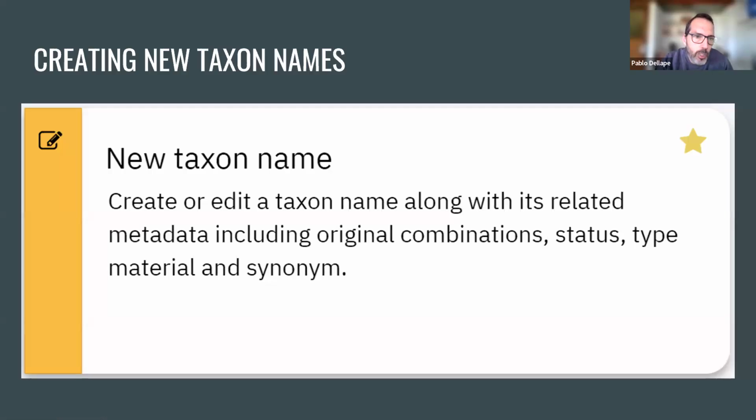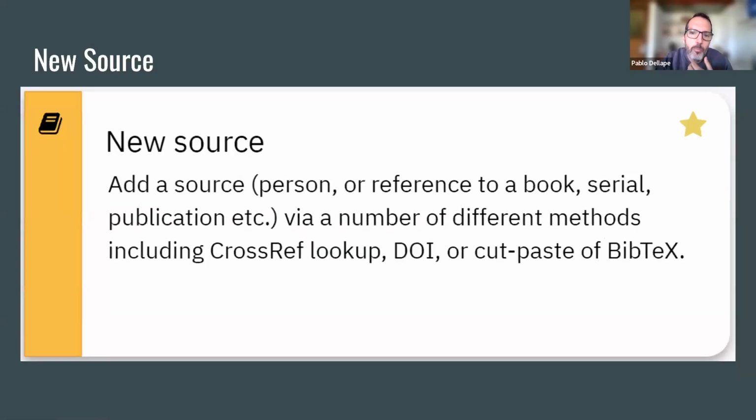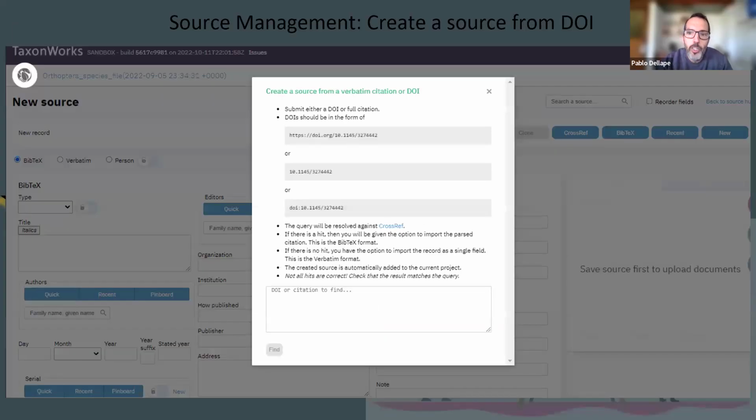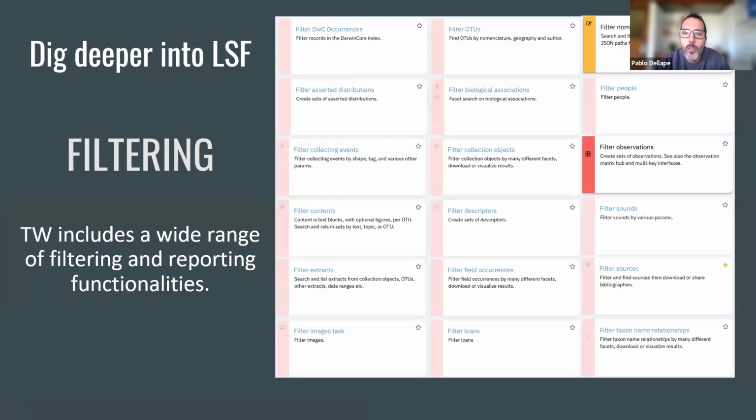Well, this is a task for new taxon names, and a task for adding new sources. In this case, we can add all the information here and upload a copy of the source. Or we can also create a source from a verbatim citation, where the query will be resolved against Crossref, and if there is a hit, the parsed citation can be imported. That is very useful, really.